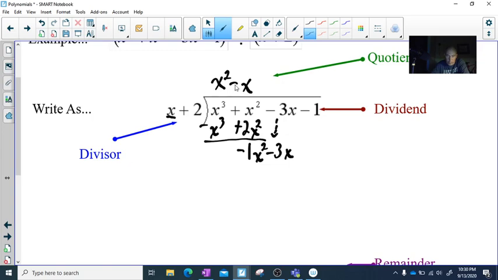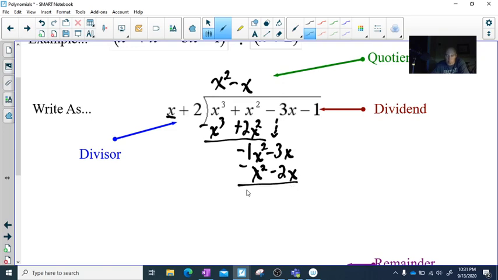Whatever you put here, including the sign, you multiply it by this, the divisor. So negative x times x is negative x squared. As I mentioned in the first one, these two should always eliminate each other. Negative x times a positive 2 is a negative 2x.